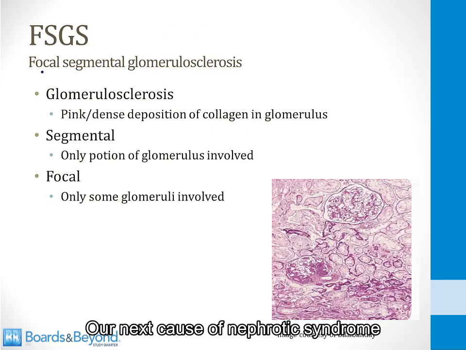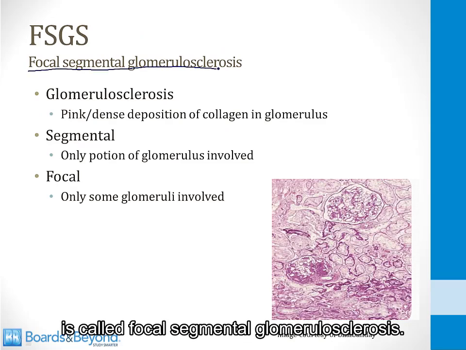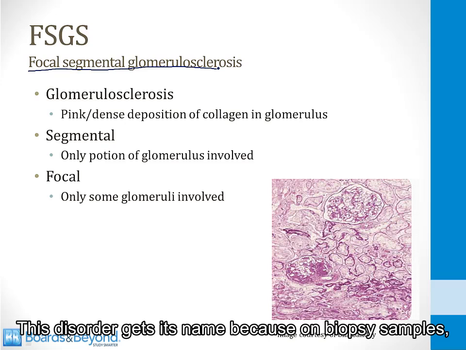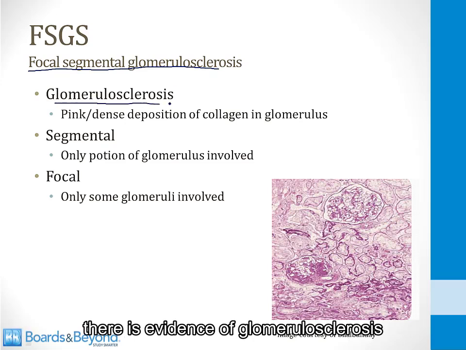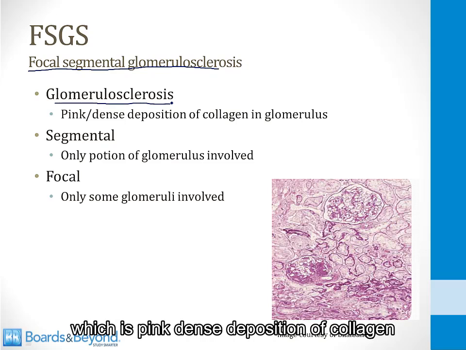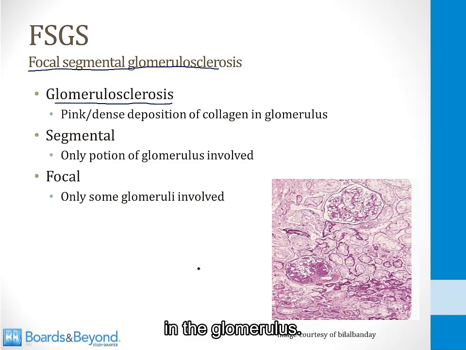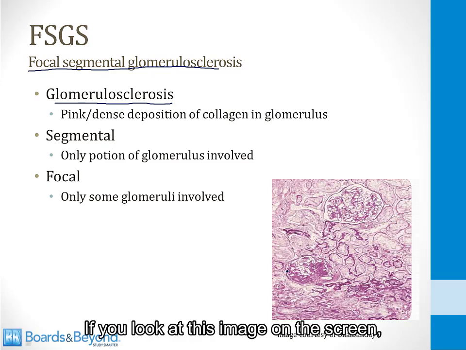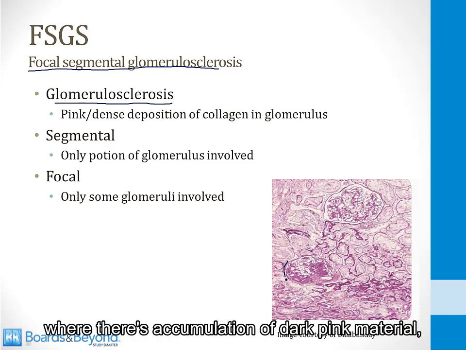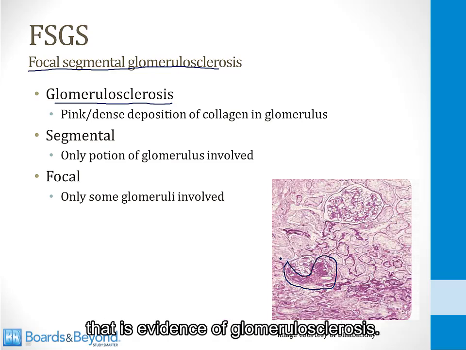Our next cause of nephrotic syndrome is called focal segmental glomerulosclerosis. This disorder gets its name because on biopsy samples there is evidence of glomerulosclerosis, which is pink dense deposition of collagen in the glomerulus. If you look at this image on the screen, you'll see a glomerulus at the bottom where there's accumulation of dark pink material. That is evidence of glomerulosclerosis.